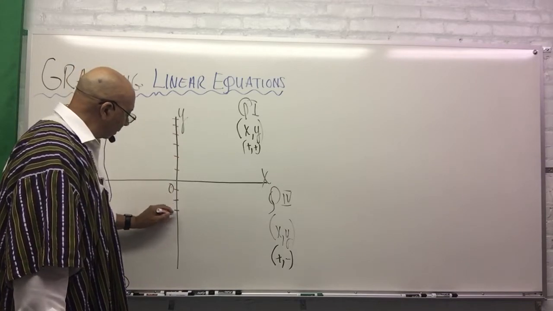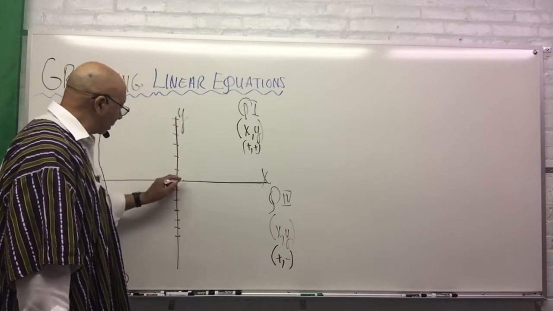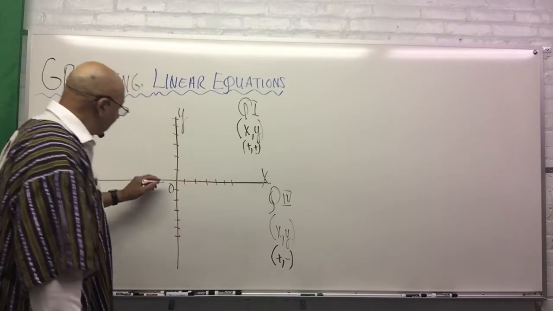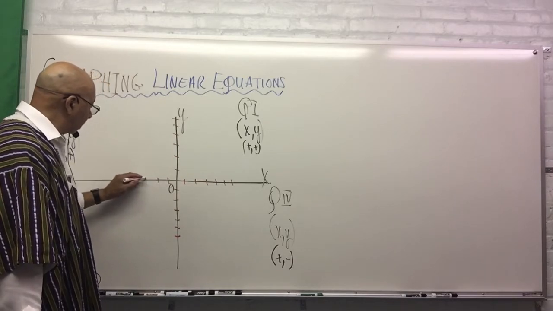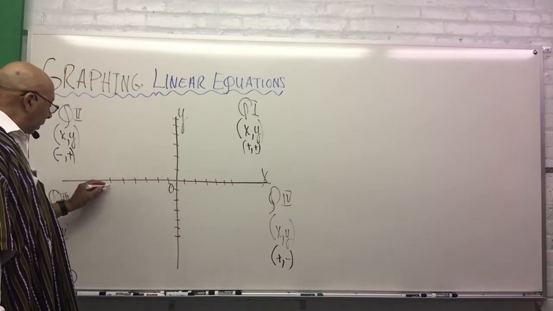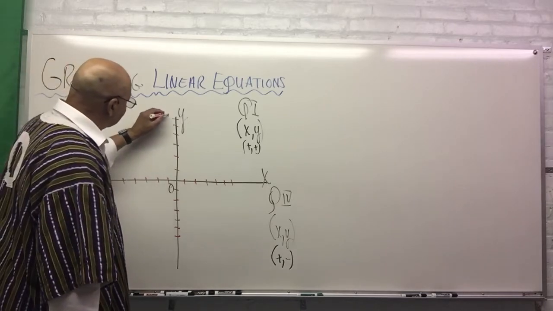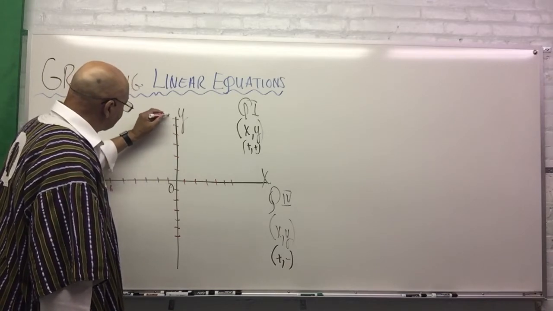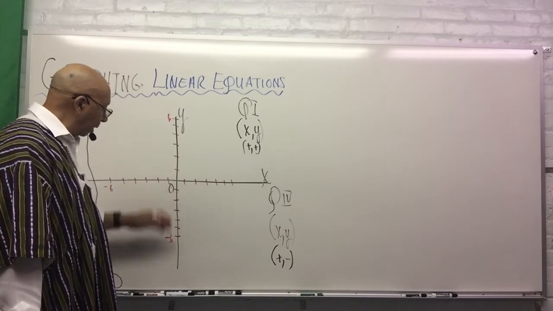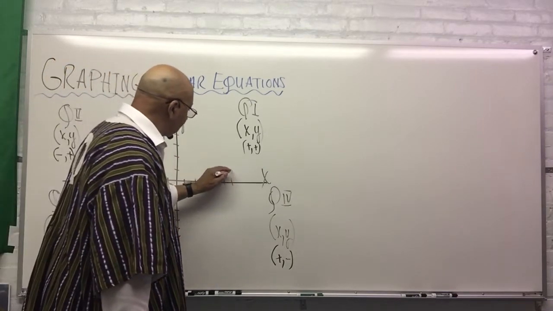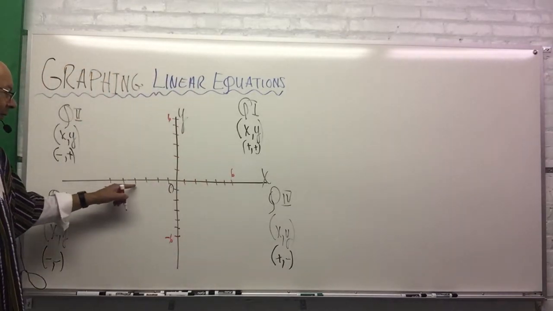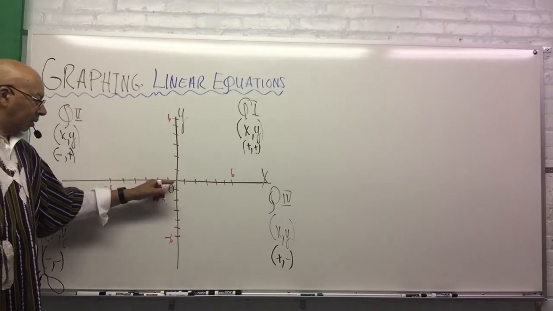-1, -2, -3, -4, -5, -6. Positive 1, 2, 3, 4, 5, 6. So I'm just going to put -6 here, positive 1, 2, 3, 4, 5, 6 here, and -6. So you know that this is negative, that's positive, and positive 6 here. So I have -6, -5, -4, -3, -2, -1, 0.